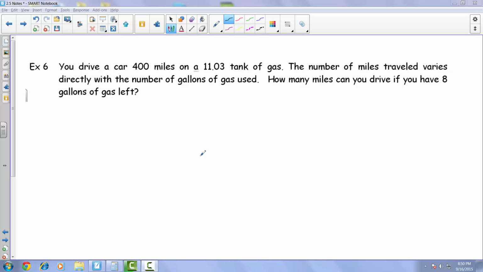Now believe it or not, cars actually do this all the time inside their computers where they can actually tell you, based on how much gas you have, how far you can actually go.